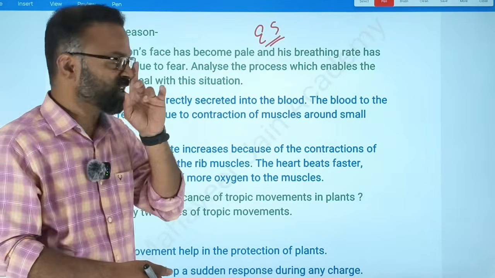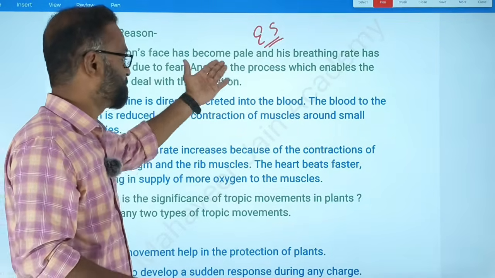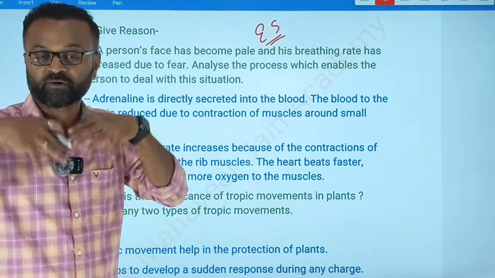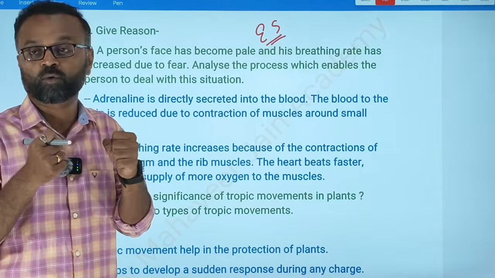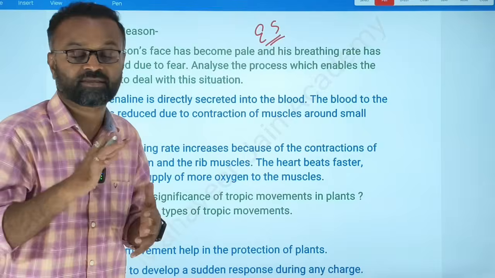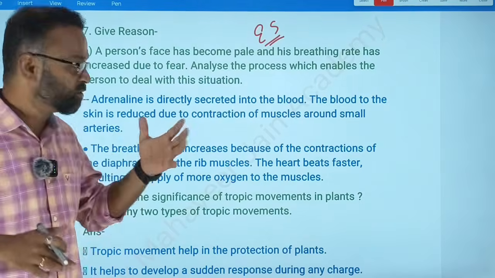So there is a change in the color, that is, the person's face becomes pale, and the breathing rate will increase. Why? Because more oxygen is required for breaking down the glucose to produce more energy. Heartbeat will increase so that more blood is supplied to the muscle cells. So all those changes will happen.